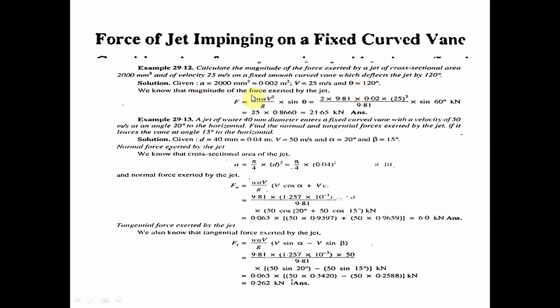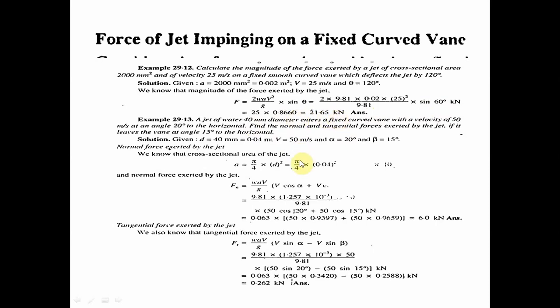We also know that magnitude of the force exerted by the jet is F is equal to 2 into W into A into V square upon g into sin theta, that is equal to 2 into 9.81 into 0.002 into 25 square divided by 9.81 into sin 60, that is 25 into 0.8660, that is 21.65 kilonewtons.